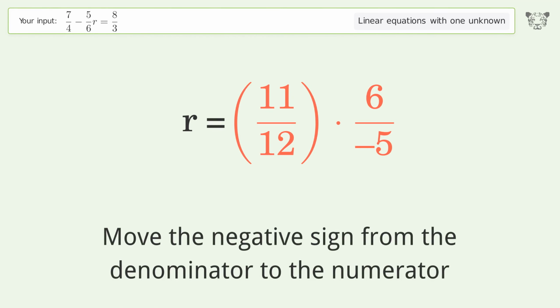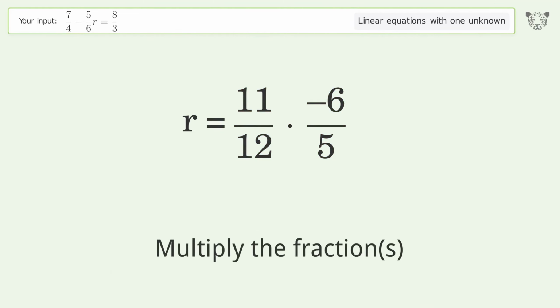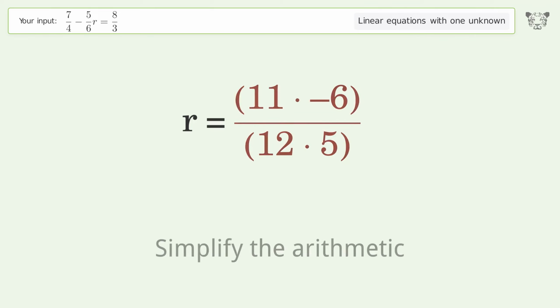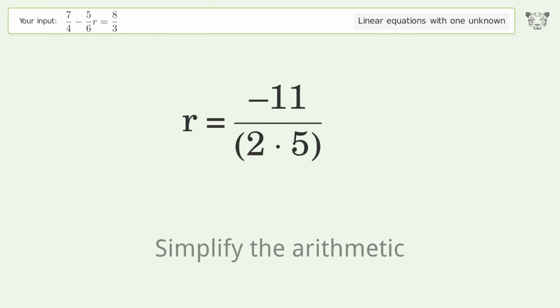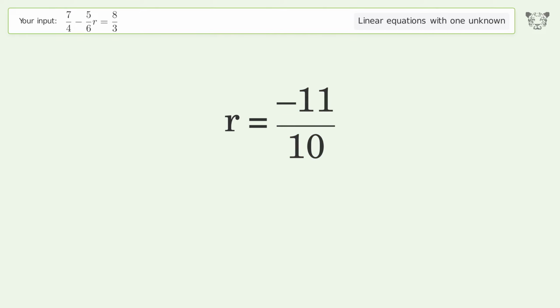Move the negative sign from the denominator to the numerator. Multiply the fractions. Simplify the arithmetic. And so the final result is r equals -11/10.